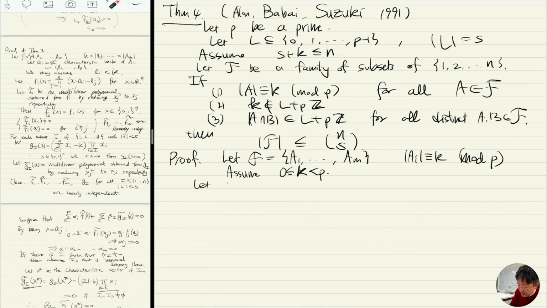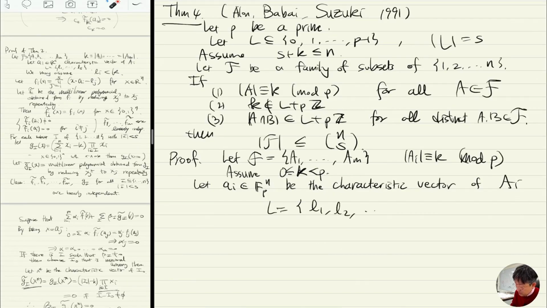Now do the same thing. So let v_i be, now instead of the real field, I use F_p, the field of size p, to the n, the characteristic vector of A_i, right? So the coordinate is 1 if it contains the corresponding integer, and 0 otherwise. And let's say L is L1, L2 up to Ls.